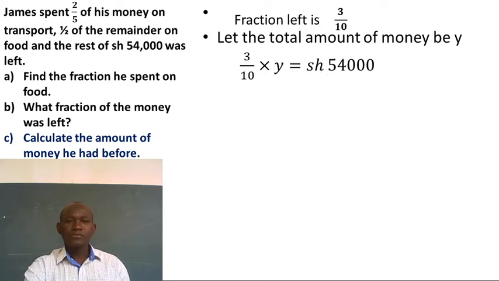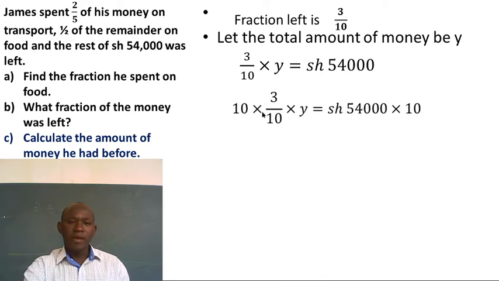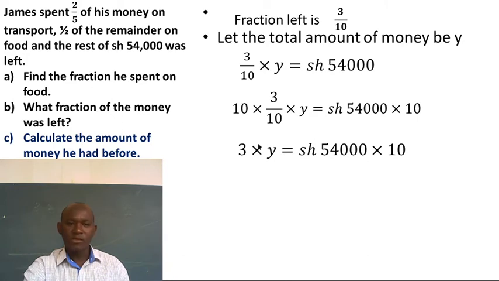So, multiply both sides by 10 so that we clear off this denominator, and when we do that, we remain with 3, because this 10 divided by this 10 gives us 1. Now we have 3 times y is equal to 54,000 shillings times 10, because whatever you do on your left hand side must be done on the right hand side.